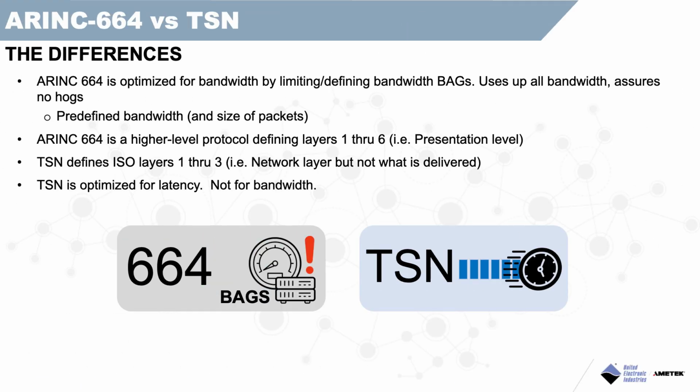So when you look at the major differences of ARINC 664 versus TSN, ARINC 664 is optimized for bandwidth by limiting and defining bandwidth bags. It uses up all the bandwidth, assuring no hogs. And of course, it's predefined the bandwidth by the size of the packets. ARINC 664 is a higher level protocol, defining layers 1 through 6. TSN defines the ISO layers mainly 1 through 3. So TSN is optimized for latency and not bandwidth.